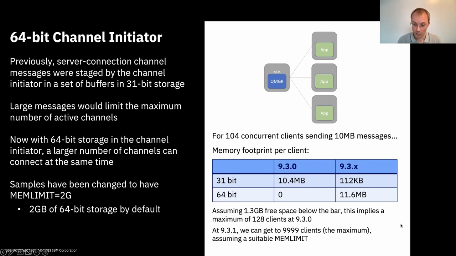So in this particular example, we could actually get to the maximum number of clients that MQ allows, which is just shy of 10,000 connections coming in, without exhausting the space that we might have in the 31-bit area. So we've updated our samples to exploit this by default. Obviously, if you've got existing queue managers, then you'll just need to update the mem limit of your channel initiator address space to make sure that MQ has access to the storage above the bar.